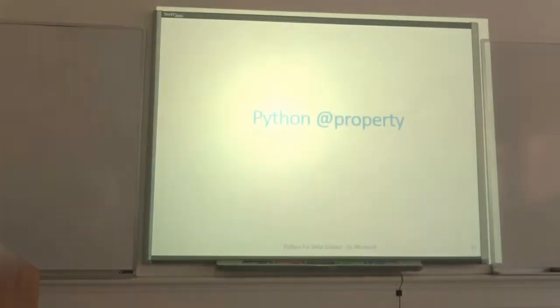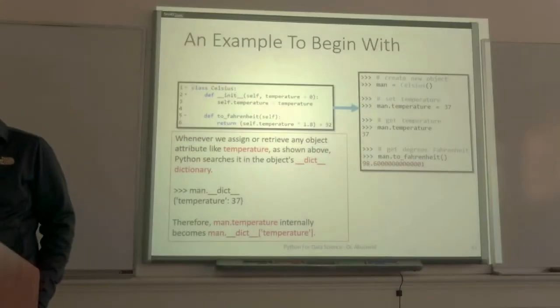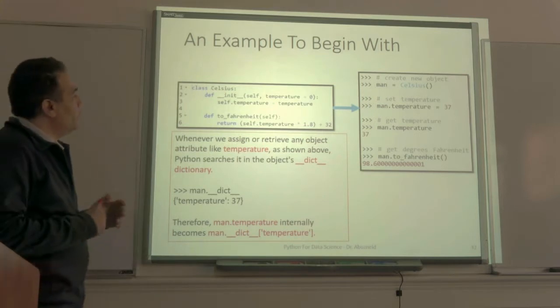We did. Remember when we spoke about setters and getters? So what do we do for setters and getters? We create properties, right? So property is like a modification for a function. That's what a property is, right? How to modify that function. So an example to begin with. Let's take a look in here.